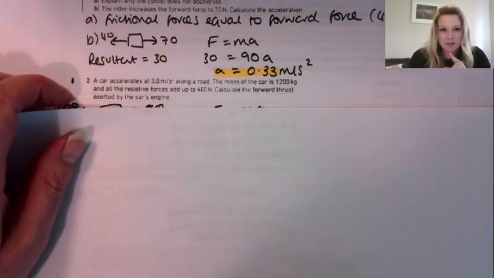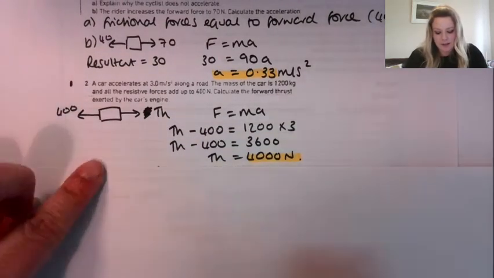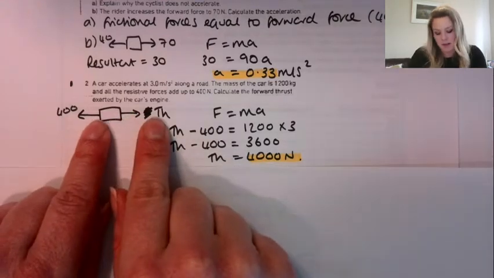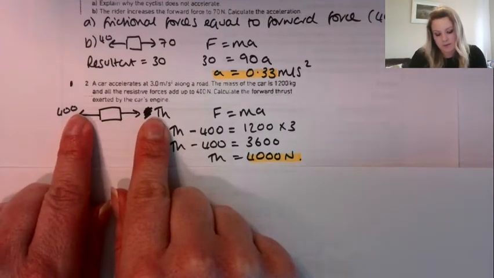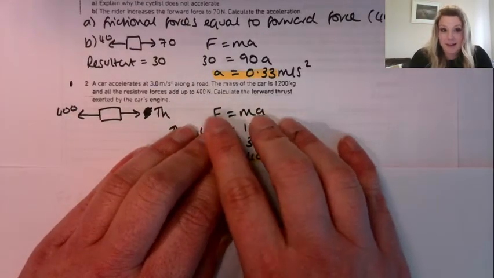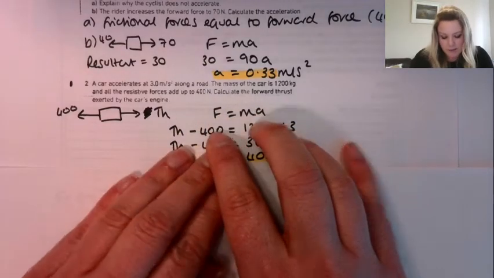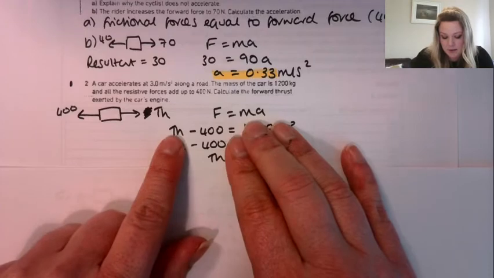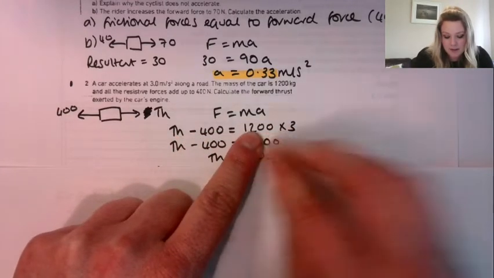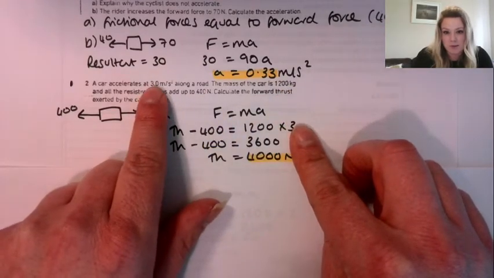I can show you a slightly different way that you can set it out if you would prefer. So I drew this diagram. Here's my car, there's the thrust, and there's the 400 resistive forces. So I know that has to go into F equals ma, and the F in F equals ma is the resultant force. So the resultant force is going to be the thrust minus 400 equals the mass, which is 1200, multiplied by the acceleration, which they told us was 3.